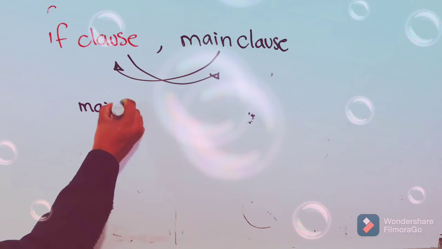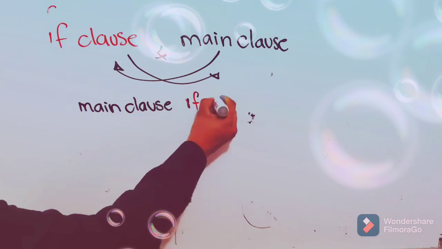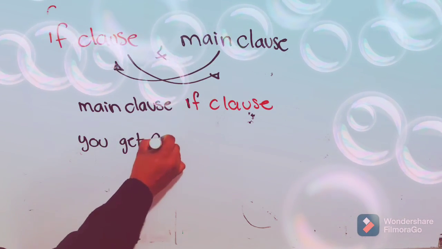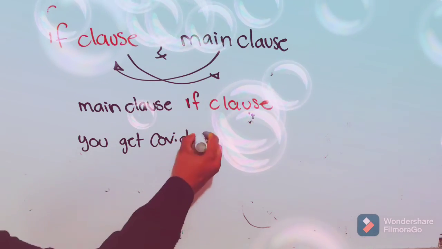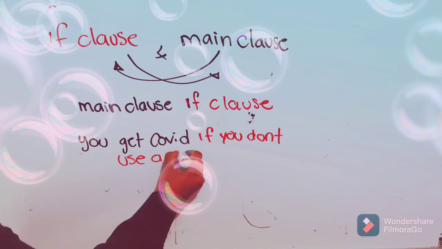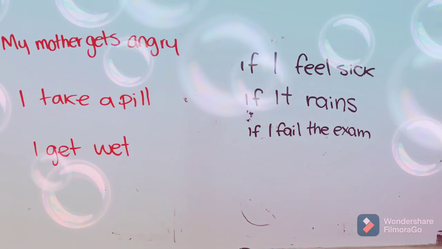There are some examples in which the main clause is at the beginning of the idea, and then you have the if clause. In this case, you have to eliminate the comma. The example is, you get COVID if you don't use a mask. Let's make some other examples.